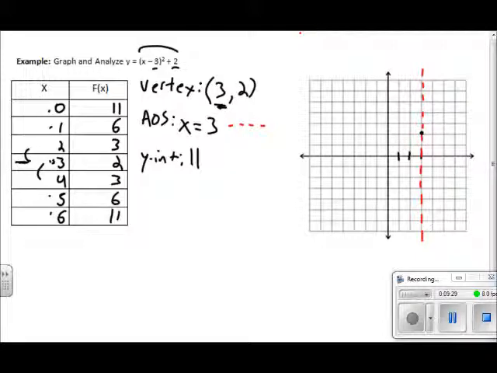So we'll start with our chart here and plot out some points. 0 is going to be 11, so that's going to come way up here. Where we have 1, we have 1, 2, 3, 4, 5, 6. At x is 2, we have 3. We already have our point (3, 2). Now we have 4 giving 3, and 5 giving 6, and 6 comes out to 11 way up there again. So it looks like our parabola is going to look something like this.